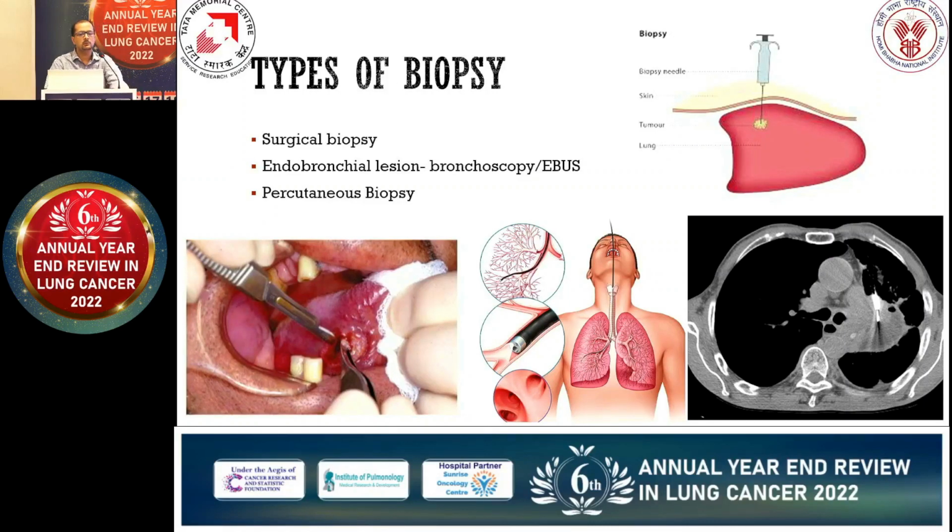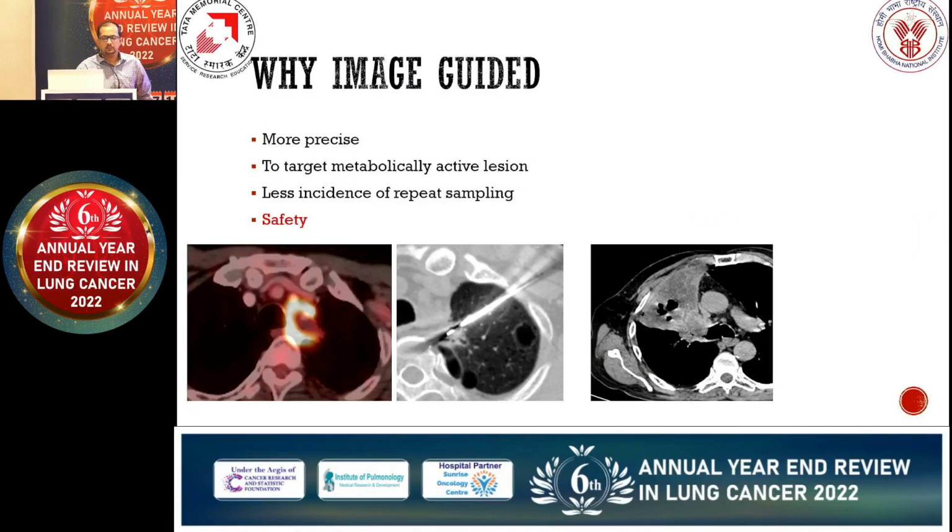So first is a surgical biopsy, where the surgeon will open it and then take a biopsy. Another is for endobronchial lesions, that is bronchoscopy guided and EBUS guided biopsies. And third is a percutaneous biopsy, that is image guided biopsy. And why are image guided biopsies important? Because they are more precise.